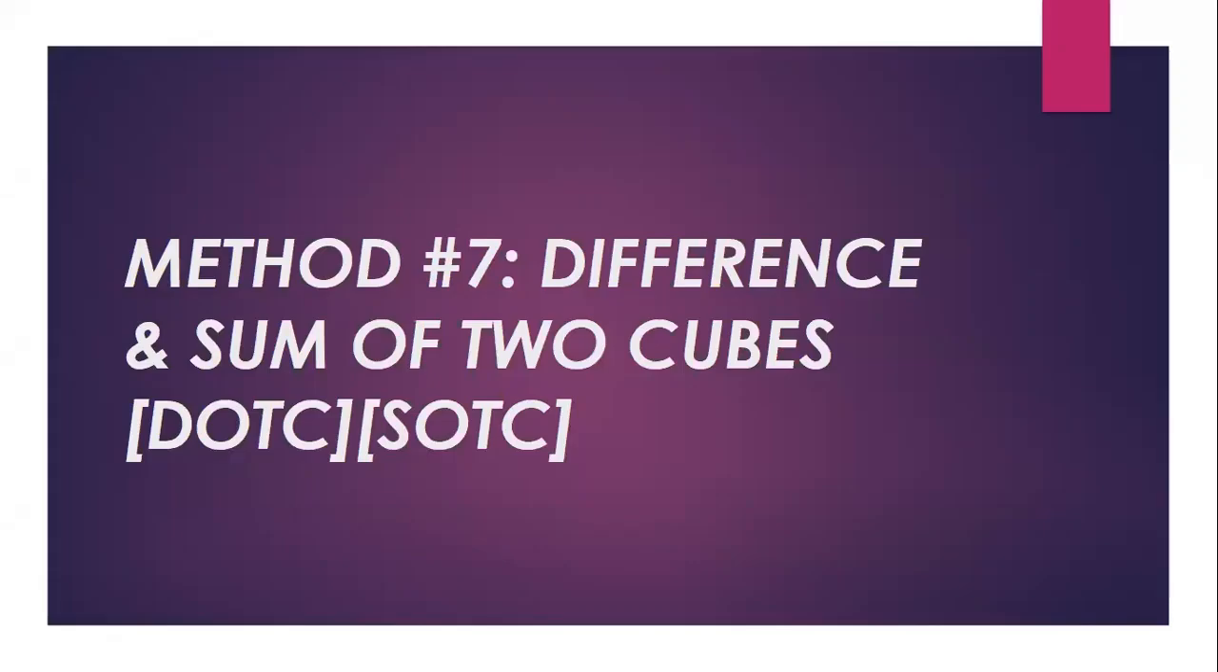All right, our method number 7 is called difference and sum of two cubes. So instead of squares, we're now working with cubes. And because they're cubes, I can have subtraction or addition. Okay? Because it's cubes, I can have subtraction or addition.